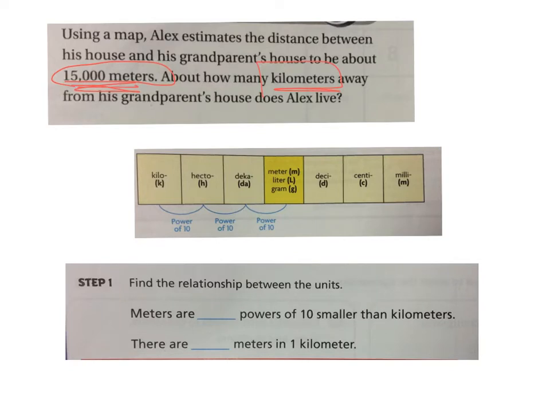Here in the chart, we see that meters are right here, and kilometers are over here. That's 3 spots away. So meters are 3 powers of 10 smaller than kilometers. Therefore, there are 10 to the third power, or 1,000 meters in 1 kilometer.